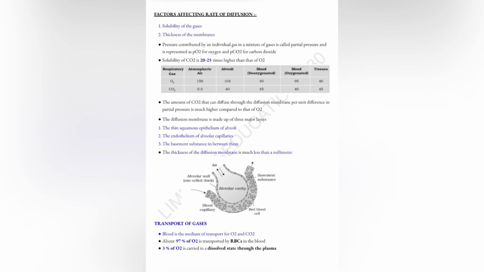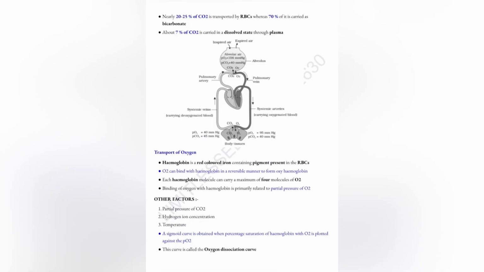Coming to the transport of gases, the blood is the medium for transport of oxygen and CO2. About 97% of oxygen is transported by RBC in the blood. 3% of oxygen is carried in a dissolved state through the plasma. Coming to the CO2, nearly 20 to 25% of it is transported by RBC, whereas 70% of it is carried by bicarbonate and 7% of it is carried in a dissolved state through plasma.